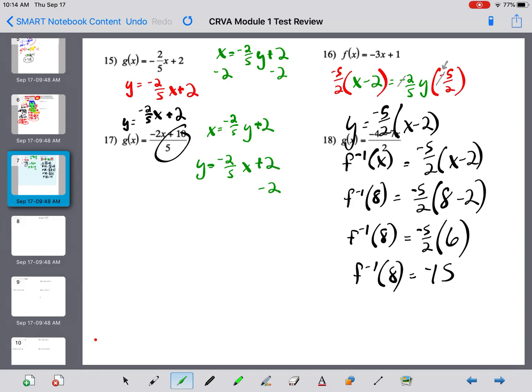Start solving. Did I just switch the x and the y twice? That's silly. So we're going to subtract 2. We get x minus 2 equals negative 2/5 y. Multiply by, whoa, this is the exact same function as this one. They just didn't simplify it. Holy cow. All right, anyway. Multiply by negative 5/2. This should seem familiar.